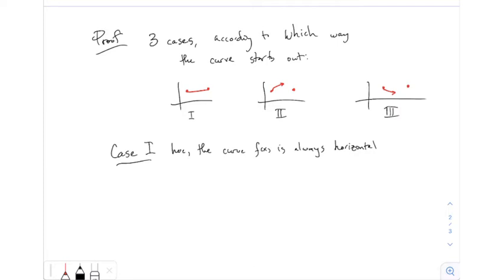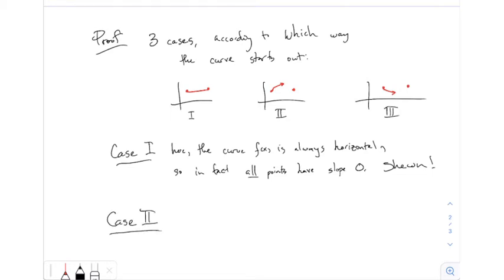This is sort of the stupid case because here the curve f of x is always horizontal. So in fact, all points have slope 0, all right? So this case is shown, right? Remember, in each case, I'm trying to demonstrate that there is at least one point that has a slope 0. This is kind of a stupid case in which all the points have slope 0. All right, what about case 2? This is more interesting.